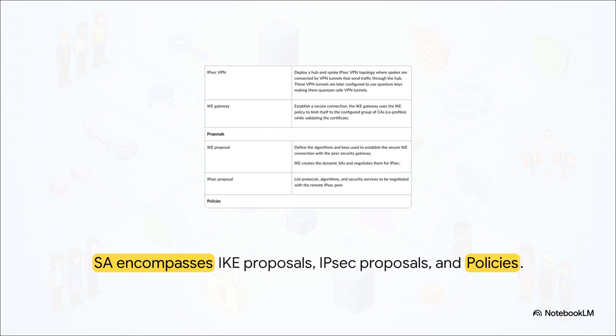In the real world, an SA is actually made up of IKE proposals, IPsec proposals, and overall policies. Essentially, the two peers have to sit down and agree on the IKE proposal to secure their control channel, then the IPsec proposal to secure the actual data, and finally, the overarching policies that define exactly what traffic is even allowed to trigger and traverse this tunnel in the first place.